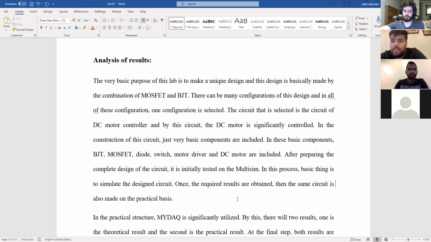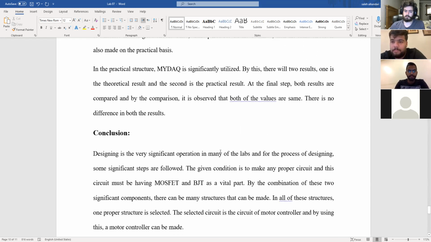After preparing the completed design of the circuit, it is initially tested on Multisim. The basic purpose of this is to simulate the designed circuit. Once the required results are obtained, the same circuit is also made on the breadboard.